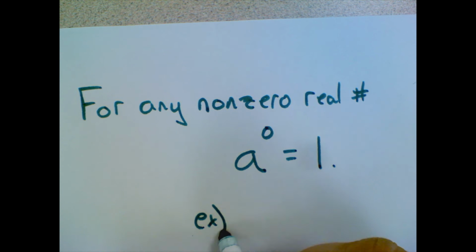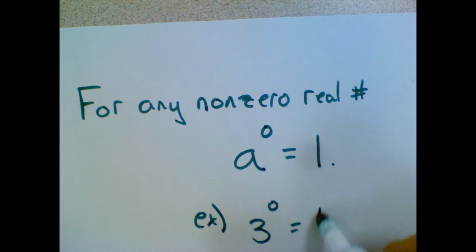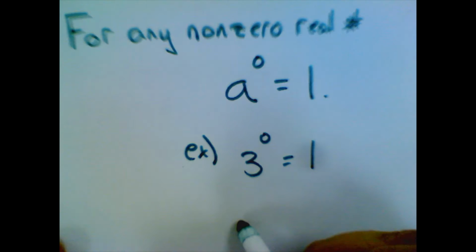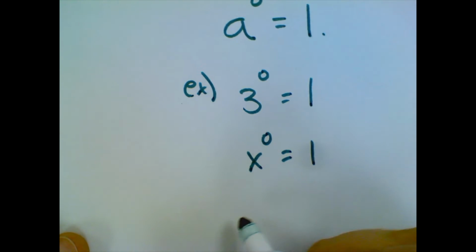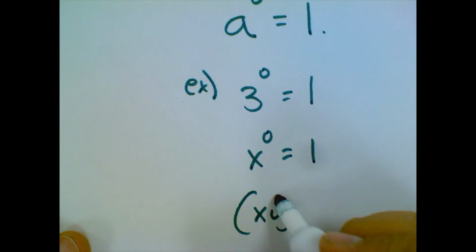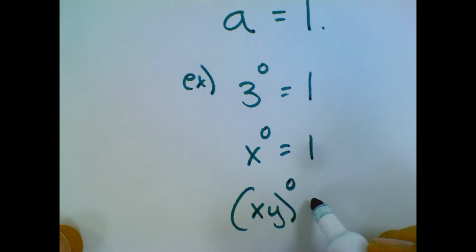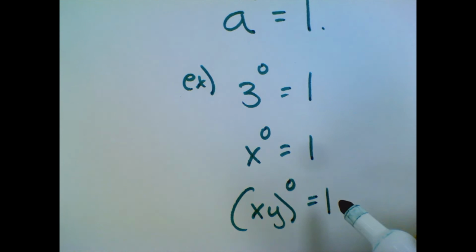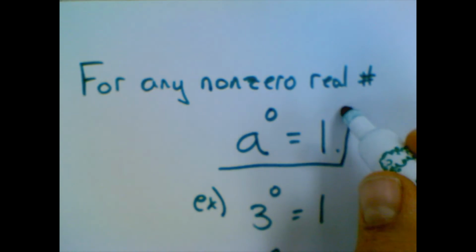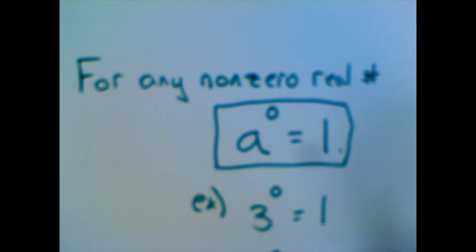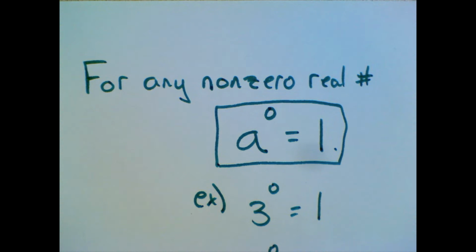So for example, 3 to the 0 is equal to 1. We could have x to the 0 equals 1. We could have the quantity xy raised to the 0 power. That is 1. Any base raised to the 0 power is always equal to 1. So that's a fact you're going to want to know. Memorize that. In fact, I'll make sure you write some notes. Okay, so that's the one thing we got out of that pattern we just looked at.